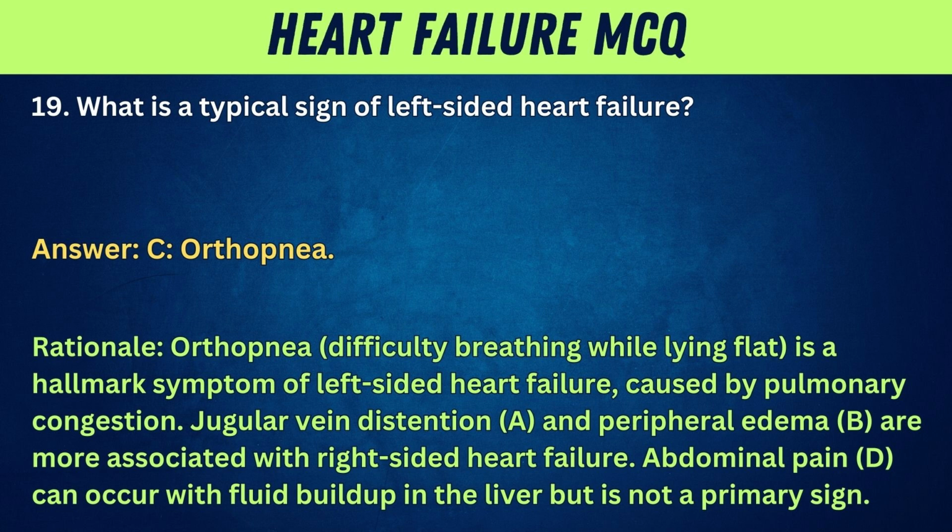Rationale: orthopnea, difficulty breathing while lying flat, is a hallmark symptom of left-sided heart failure caused by pulmonary congestion. Jugular vein distension, A, and peripheral edema, B, are more associated with right-sided heart failure. Abdominal pain, D, can occur with fluid buildup in the liver, but is not a primary sign.